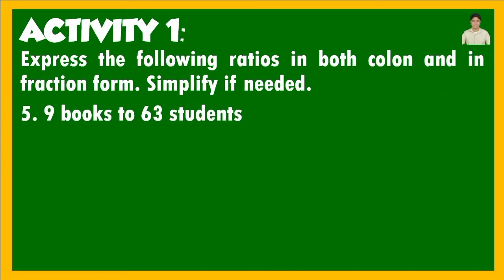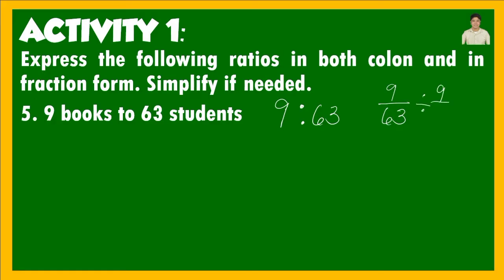Number 5. 9 books to 63 students. So, that is 9 is to 63 in column form. Next, if we're going to write 9 is to 63 in fraction form, that is 9 over 63. And then, we have to identify the greatest common factor, the GCF of 9 and 63. In this case, the greatest common factor of 9 and 63 is the number 9.